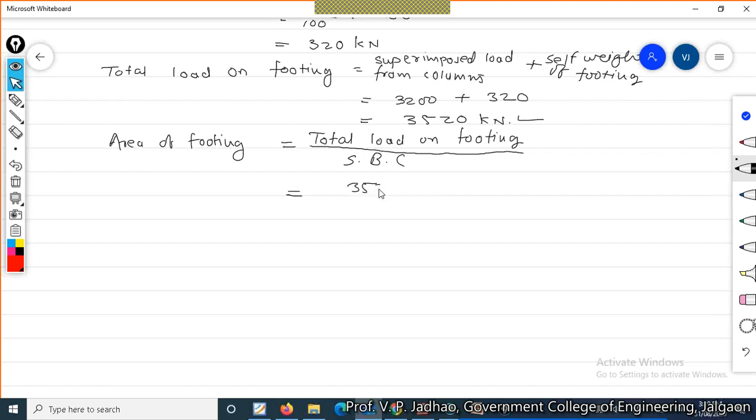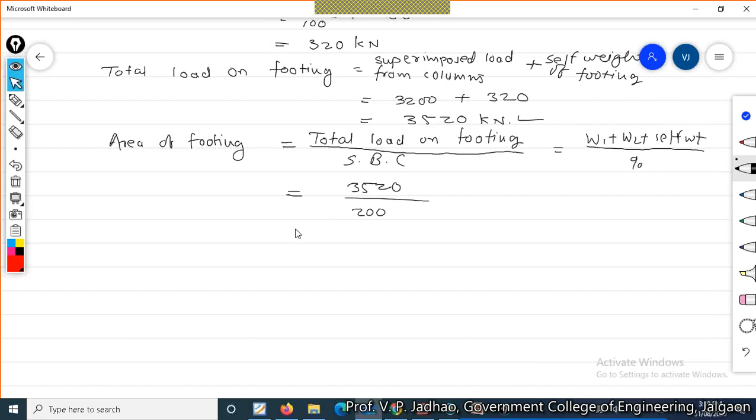So 3,520 divided by the safe bearing capacity. The value of safe bearing capacity is given in the problem: 200 kilonewton per meter square. That is the given value of safe bearing capacity Q0, so the area is W1 plus W2 plus self weight, divided by Q0, where Q0 is the safe bearing capacity.